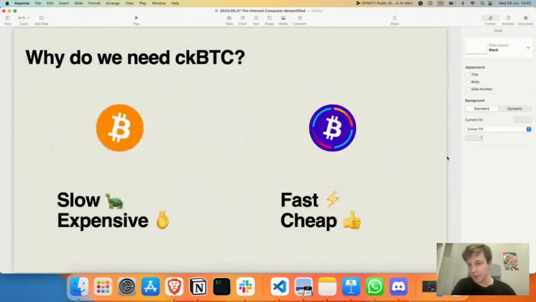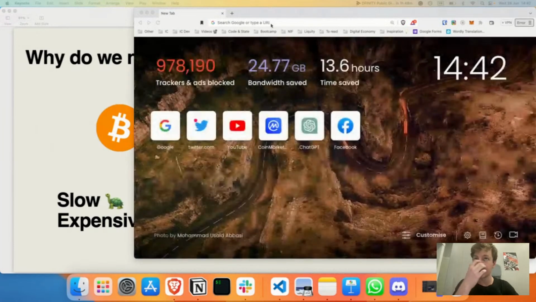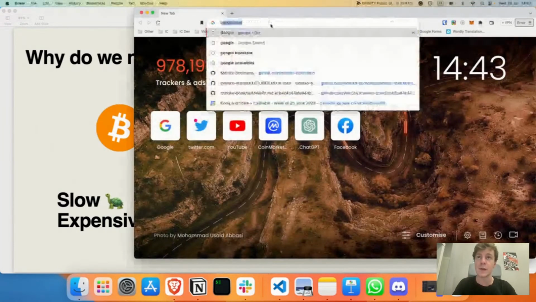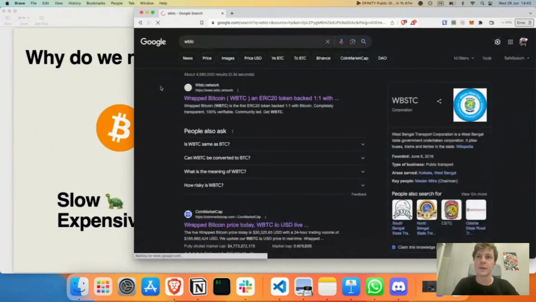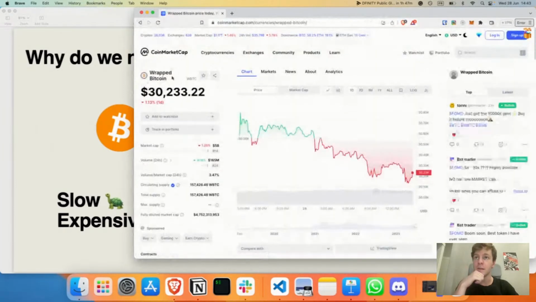So if you're familiar with other ecosystems, you know that on Ethereum, there is something called wrapped Bitcoin. So we can actually look for it. There is something called wrapped Bitcoin here. So it's also a digital twin to Bitcoin, but on Ethereum. So why would you need that?